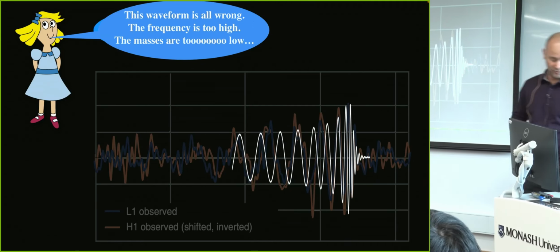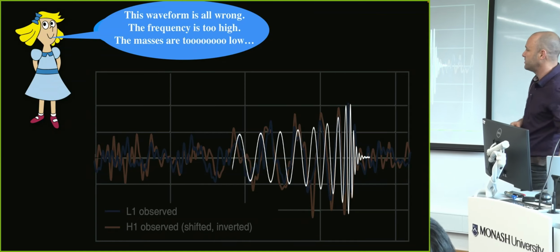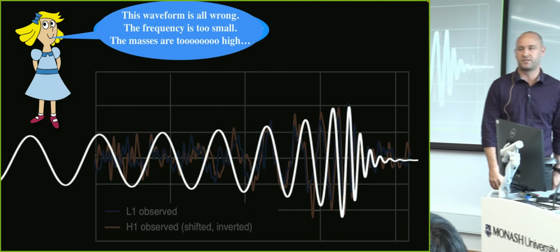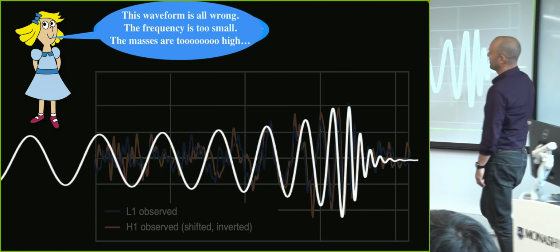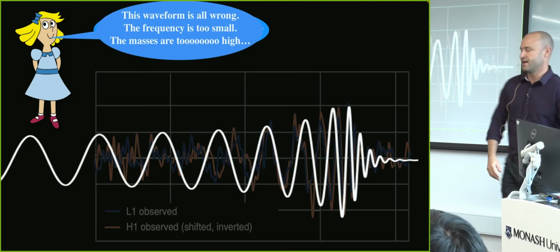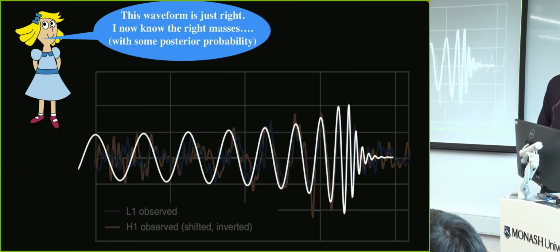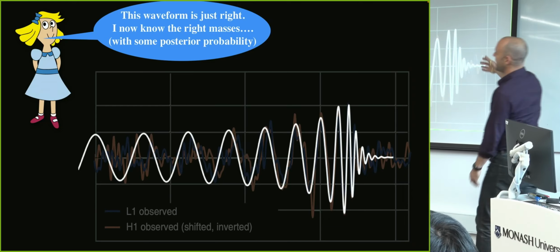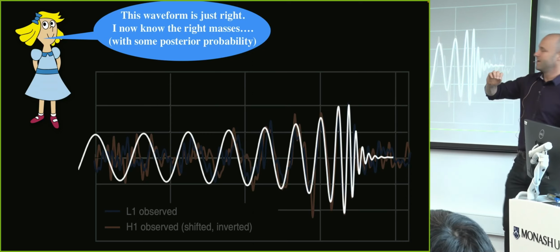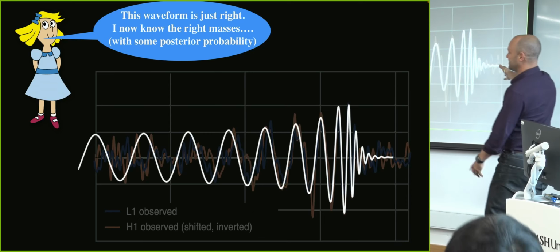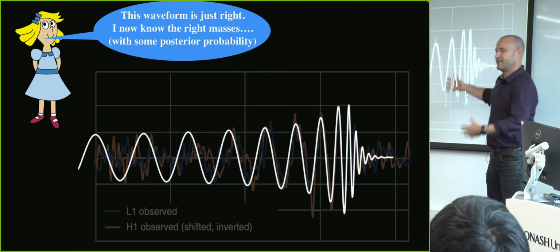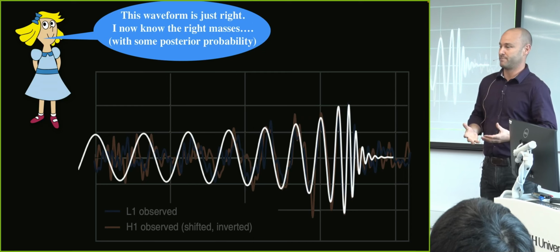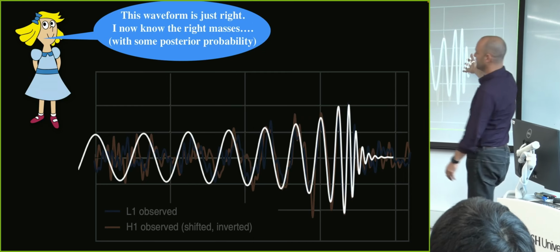She does another computational simulation that takes 10 million CPU hours. And she comes up with this, and she goes, oh no, my waveform is all wrong, the frequency is too small, the porridge is too cold, the masses are far too high, okay? So she iterates, she does this using a Monte Carlo Markov chain method with her porridge temperature, and she ends up getting just the right waveform, and she therefore knows the right masses, she has the right temperature porridge. Goldilocks is happy. She has the right temperature porridge with some posterior probability. Okay, she knows the masses with some posterior probability.